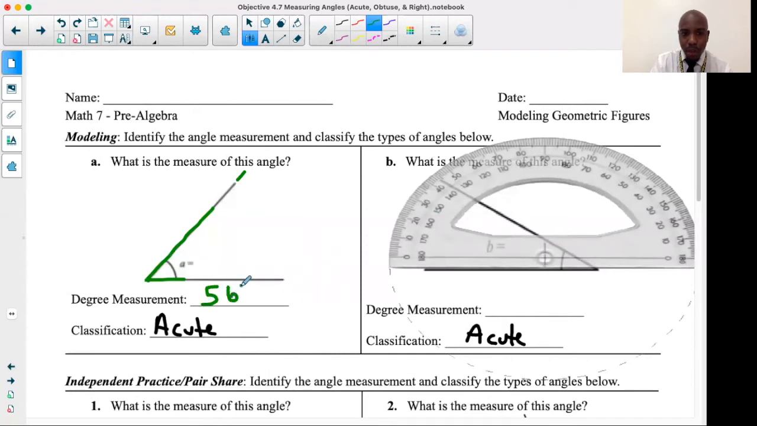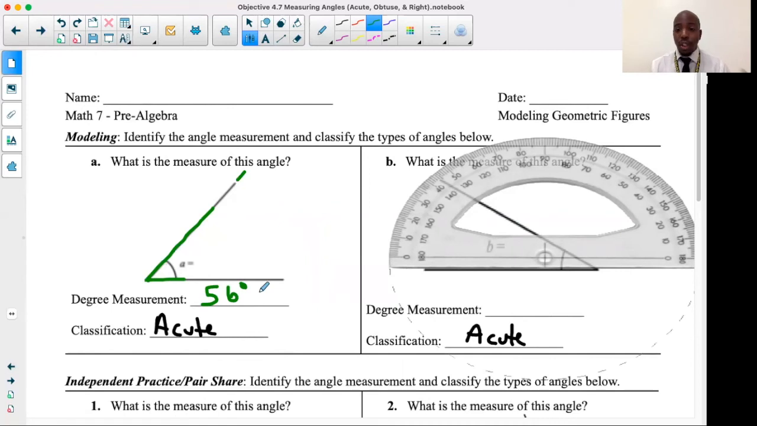Notice I'm going to make sure I put a little circle here. That little circle is a degree measurement. All right. If you want to write the word degrees, feel free to write the word degrees. But this is my way of indicating that this particular angle, when I use the protractor, it measures 56 degrees. Okay. Let's look at B.